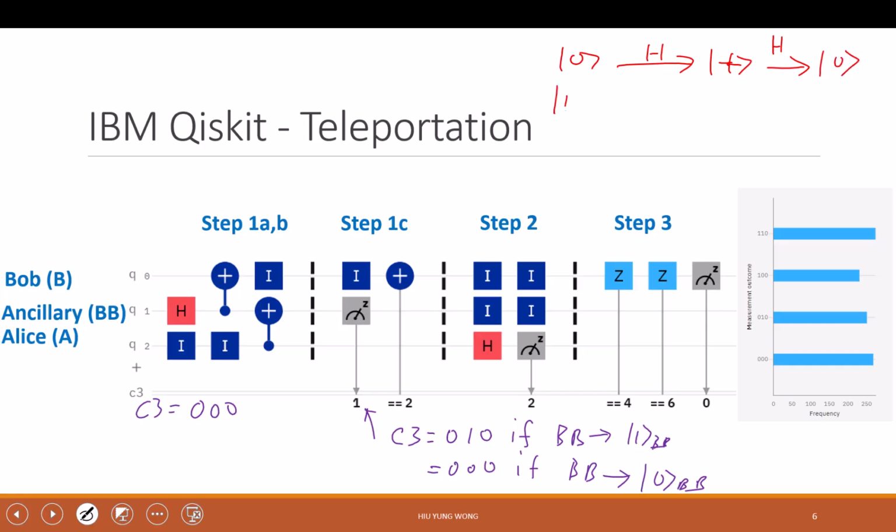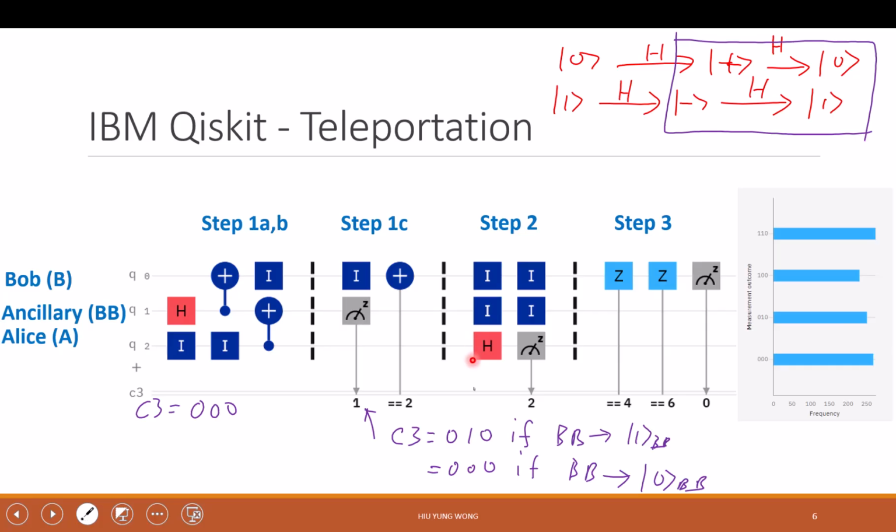And similarly, if you have 1 and go through the Hadamard gate, you get minus. And if you go through the Hadamard gate from minus, you get 1, right? So here is using this part. If I want to measure in the plus minus basis, I cannot do it directly. All I need to do is just apply the Hadamard gate.